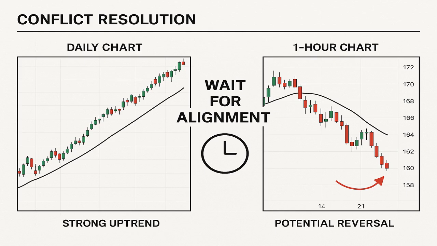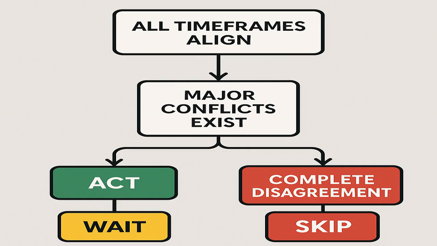Here's your decision matrix: act when all three timeframes align. Wait when major conflicts exist. Skip when complete disagreement occurs. This simple framework eliminates 90% of timeframe confusion and prevents you from making emotional, conflicted trades.